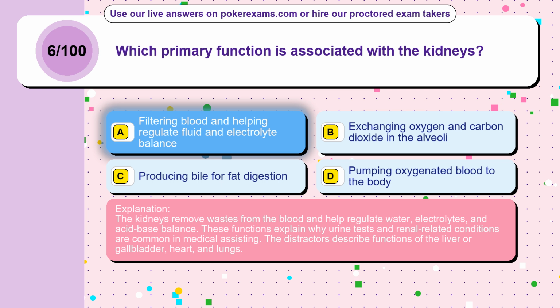These functions explain why urine tests and renal-related conditions are common in medical assisting. The distractors describe functions of the liver or gallbladder, heart, and lungs.